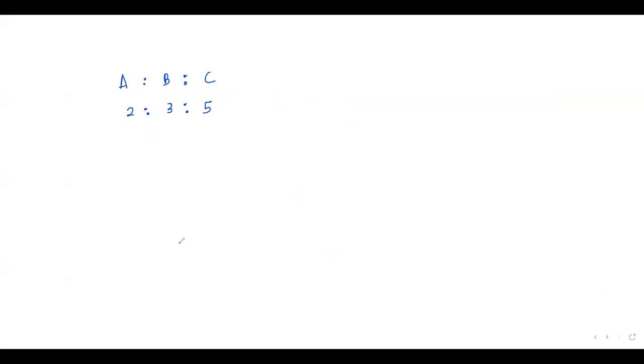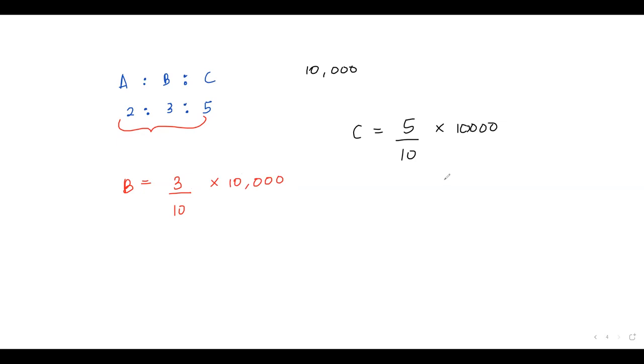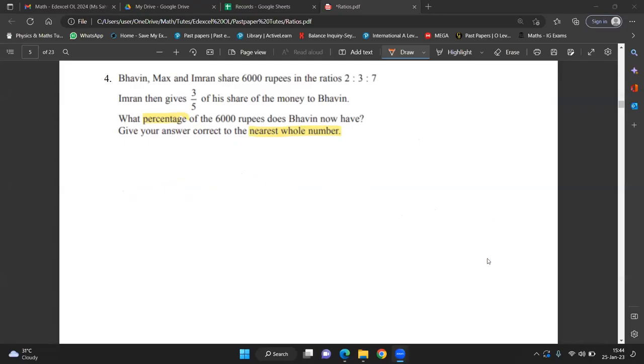Okay, guys, when I tell you A:B:C is 2:3:5, and if I tell you that the total amount of money is 10,000, if I ask you to find B's share, you can simply do 3 over the total ratio. What's the total ratio? 2 + 3 + 5 = 10. So you can say 3/10 into what's the total amount of money you have? 10,000. If I ask you for C's amount, what would you do? 5/10 into 10,000, which is 5,000, right? If I ask you for A's amount, 2/10 into 10,000.